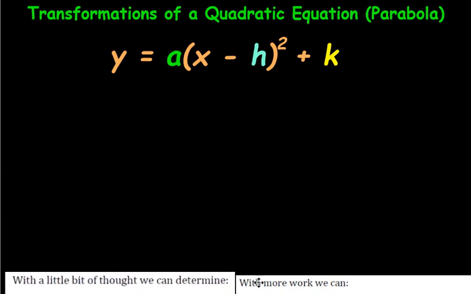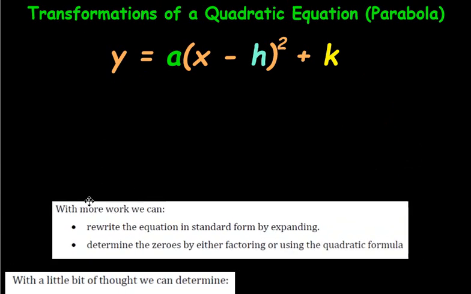And with a little more work, and I have videos on how to do this, you could take this vertex form and rewrite this equation in standard form just by expanding. You could just expand it by multiplying what's in the brackets by itself. And then you would multiply by whatever number is in front, and then you would also add this k, and you would have a quadratic equation in standard form.